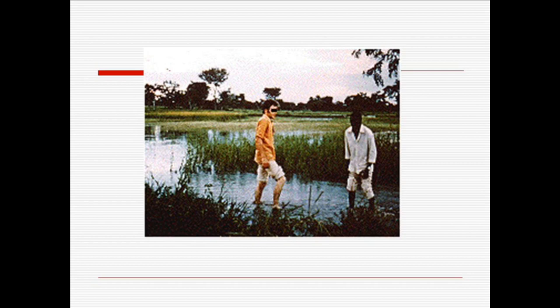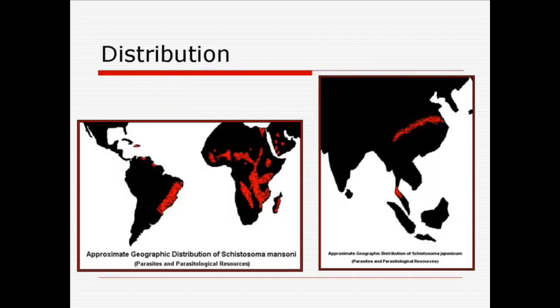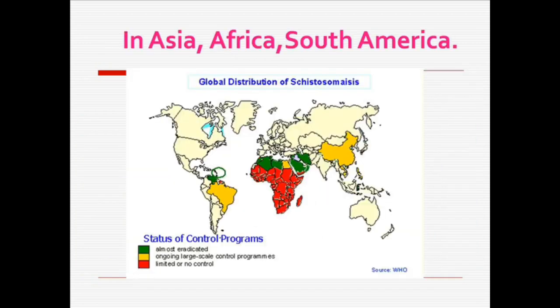The disease affects many people, 200-300 million in developing countries, particularly children who may acquire the disease by swimming or playing in infected water. Schistosomiasis is most commonly found in Asia, Africa and South America, especially in areas where the water contains numerous freshwater snails, which may carry the parasite.